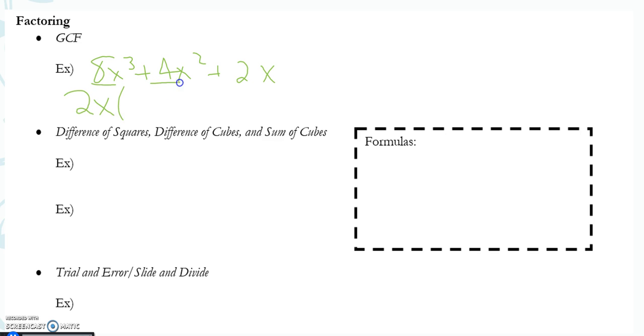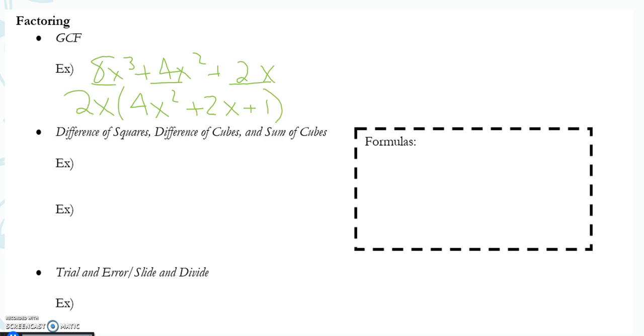Then what I do is I divide each of these by 2x. So when I divide the first term by 2x, I get left with 4x squared. When I divide the second term by 2x, I get 2x. And then the last term, when I divide by 2x, I'm left with nothing, so I have to put a 1 there. And then that is my final answer unless I could do something else.